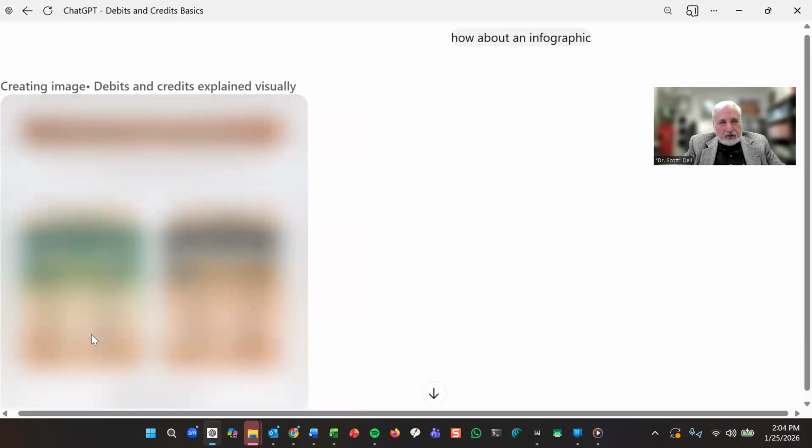But let's see if it gets a nice picture for us and can explain visually what debits and credits are going to look like. And you can do this if you're ever preparing presentations or PowerPoints: just ask it for an infographic, a chart or diagram. I'm going to do some prompt engineering in the future, but I want to make sure you don't have to get too fancy. You just have to get an idea of what you're looking for.